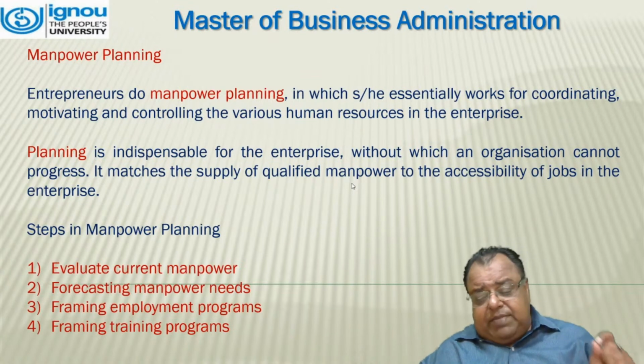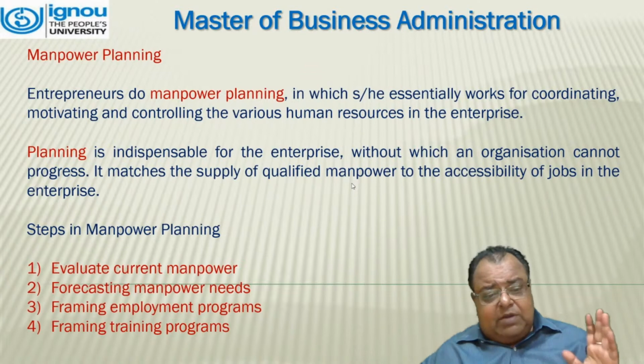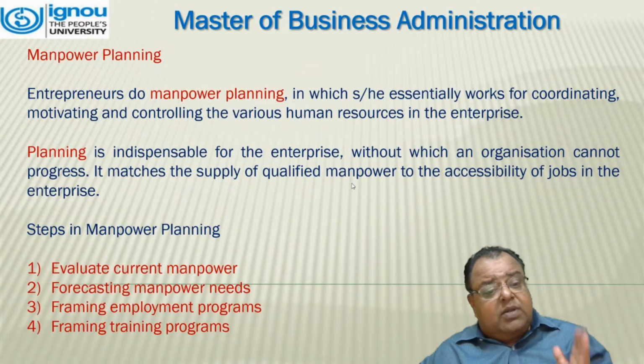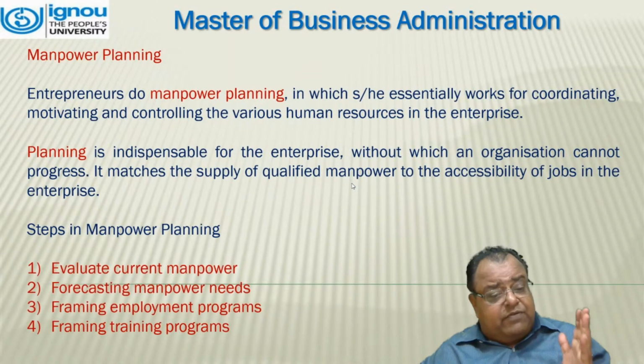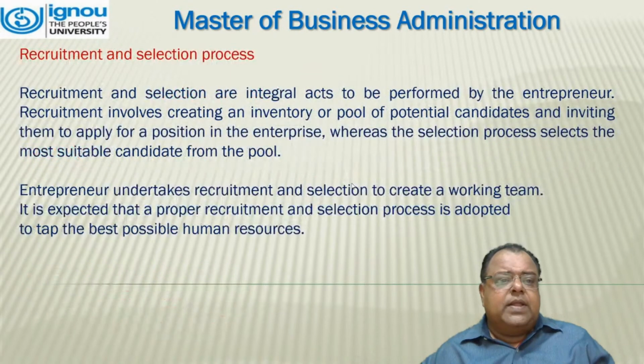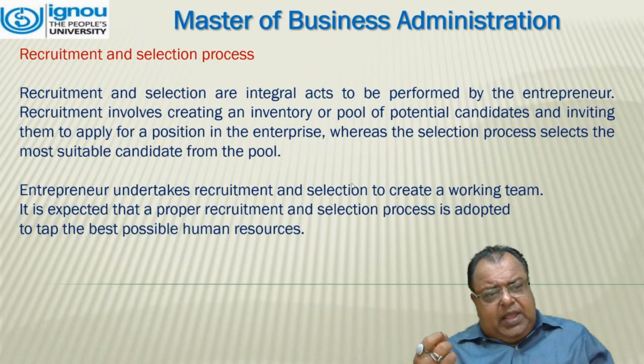What are the steps in manpower planning? First, evaluate current manpower. Second, forecasting manpower needs. Thirdly is framing employment programs. The fourth one is framing training programs. Now comes the recruitment and selection process.